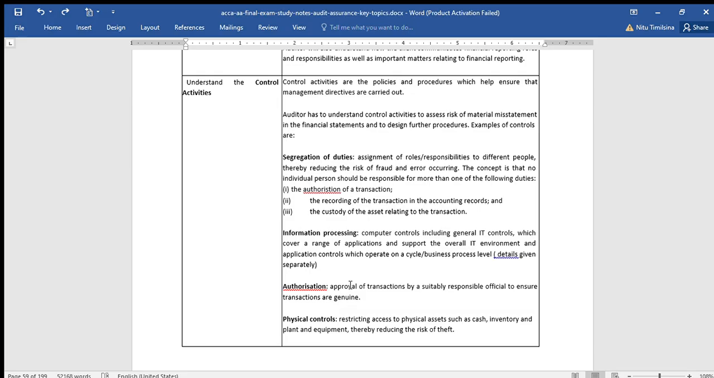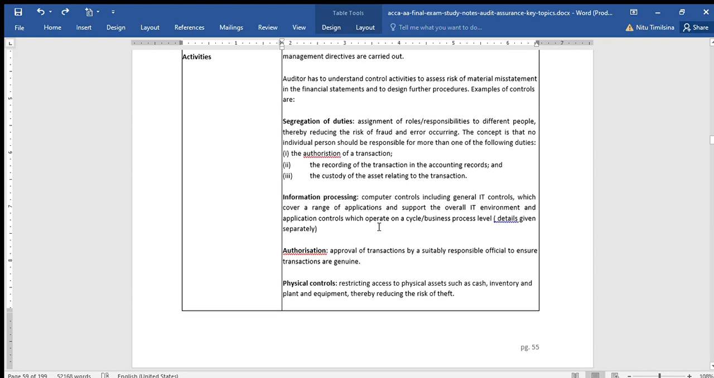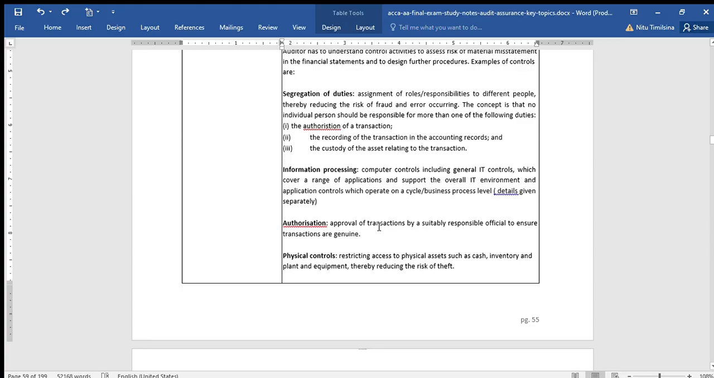The concept is that no individual should be responsible for more than one of the following duties: the authorization of transaction, the recording of the transaction in the accounting records, and the custody of the assets relating to the transaction. So we can say that no person should authorize, record, and hold the asset at the same time. Second one is information processing. Computer controls, including general IT controls, which cover a range of applications, support the overall IT environment, and application controls which operate on cycle or business process level. Details given.